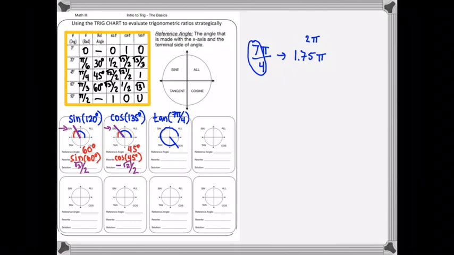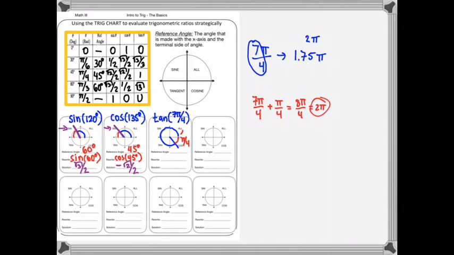Now, from this, the reference angle is just going to be pi over 4. Because if you think about it, if I have 7 pi over 4, which is the original angle, and I add pi over 4 to that, that's going to give me 8 pi over 4, which is just 2 pi. So that's going to complete this little angle part right here.